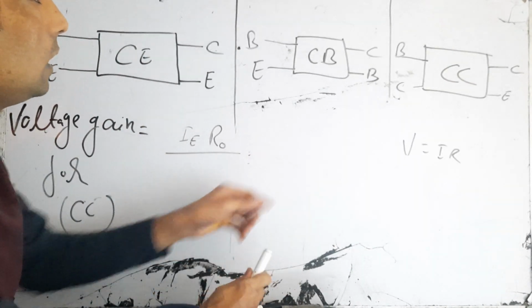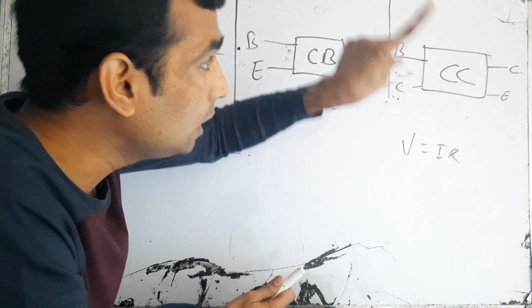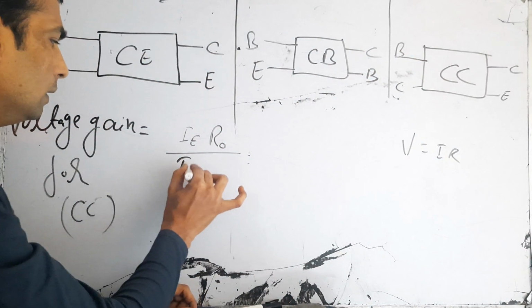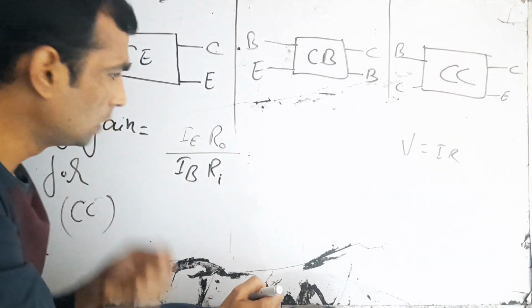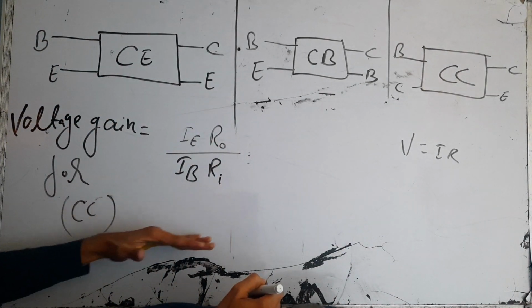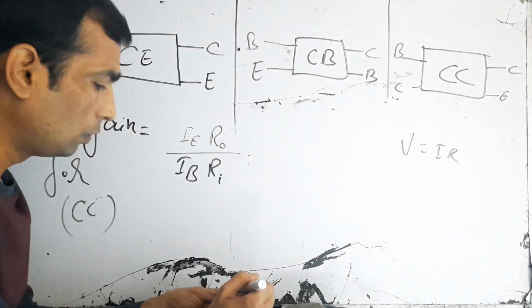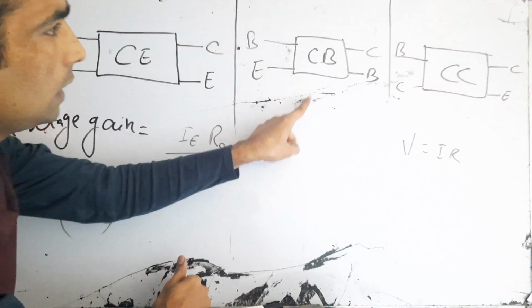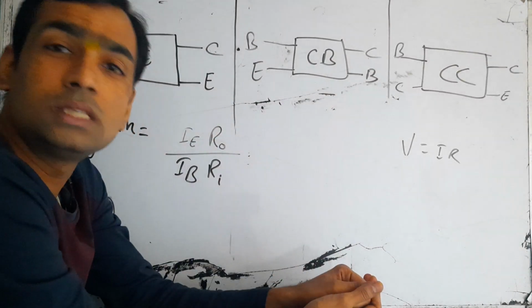Next, common is the collector, so you can't take the input current as the collector current. You will take IB, so this is IB into R input. This is the voltage gain formula which we have already calculated for common emitter, common base and common collector. So it's mandatory to do some numerical based on this.